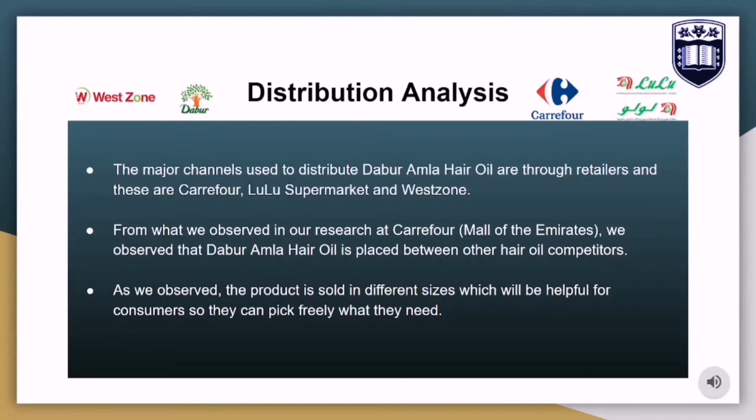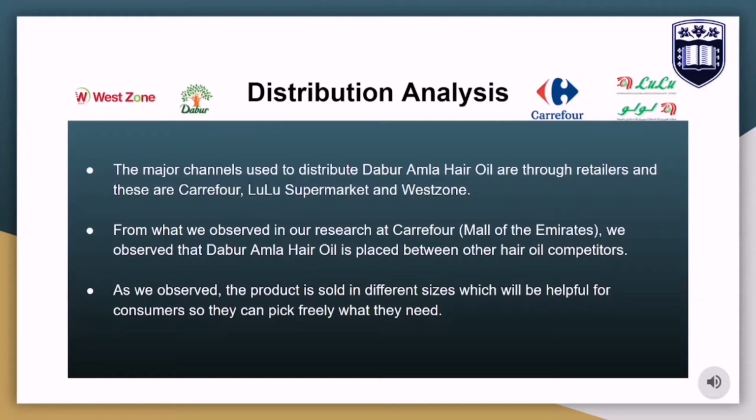The major channels used to distribute DABUR's products, which is DABUR Amla Hair Oil, are through retailers, and these are Carrefour, Lulu Supermarket, and West Zone. These retailers can be found both in online and offline markets. From what we observed in our research at Carrefour, specifically in Mall of the Emirates, we noticed that DABUR Amla Hair Oil is placed between other hair oil competitors like Sunsilk, Vatika, L'Oreal, and Parachute. This is because the retail store places the same items together so that the customers know where to find them, and they will have a lot of options to choose from.